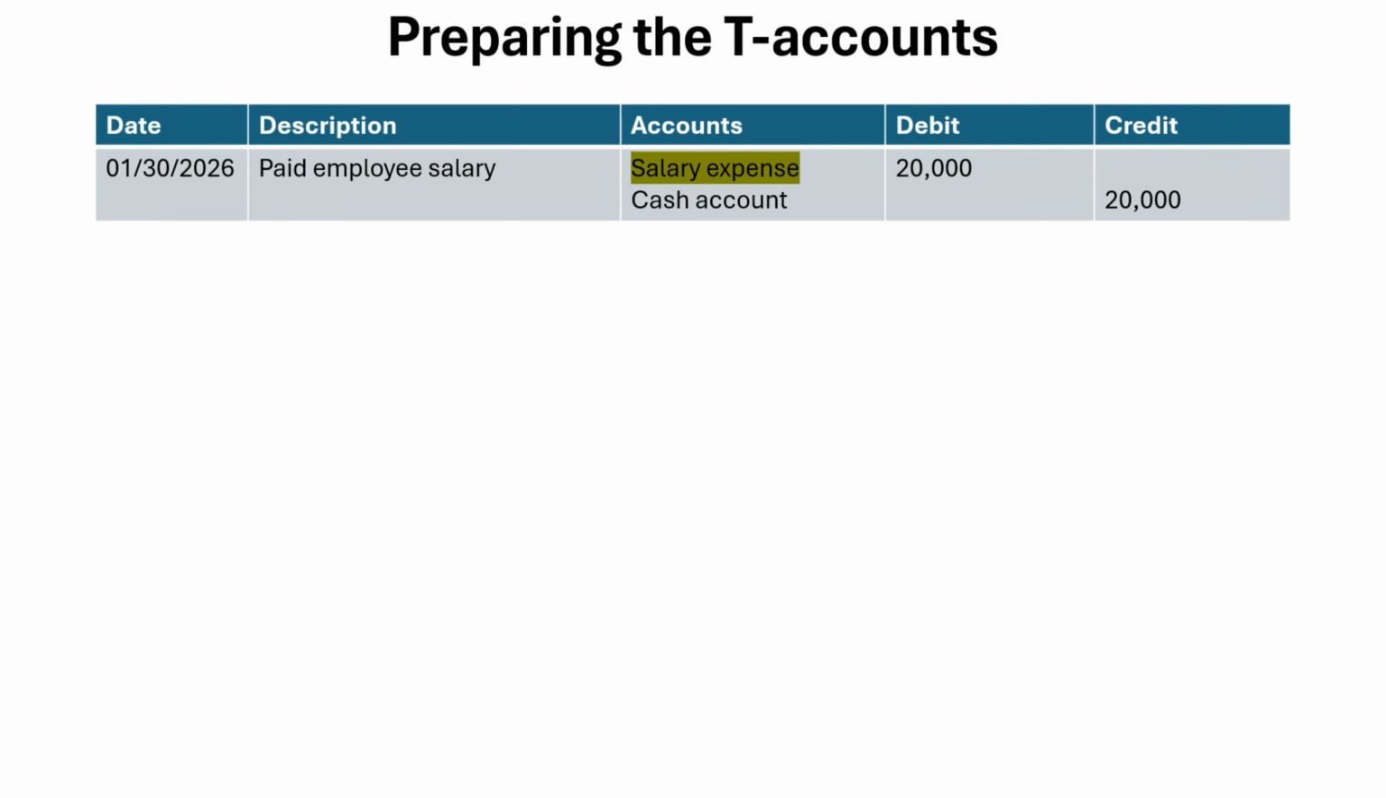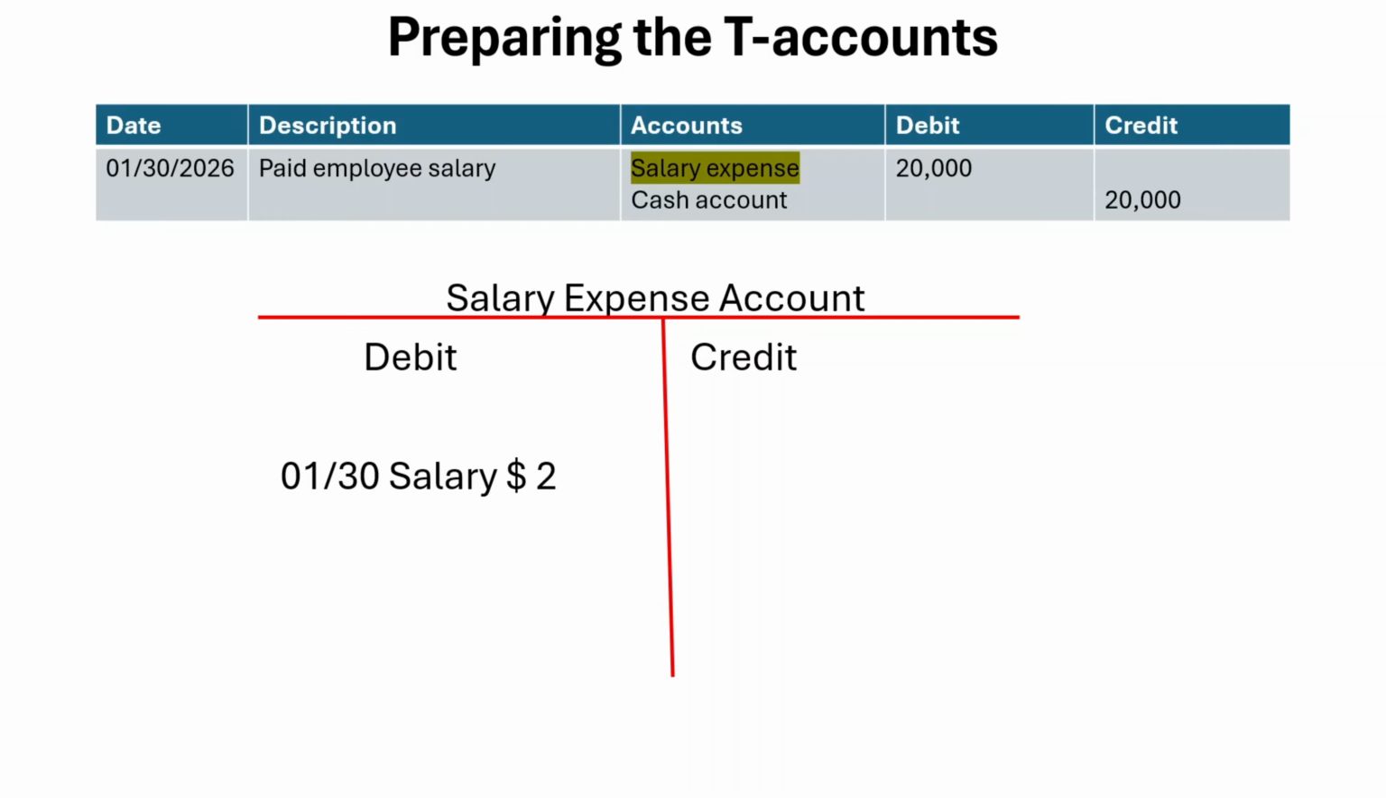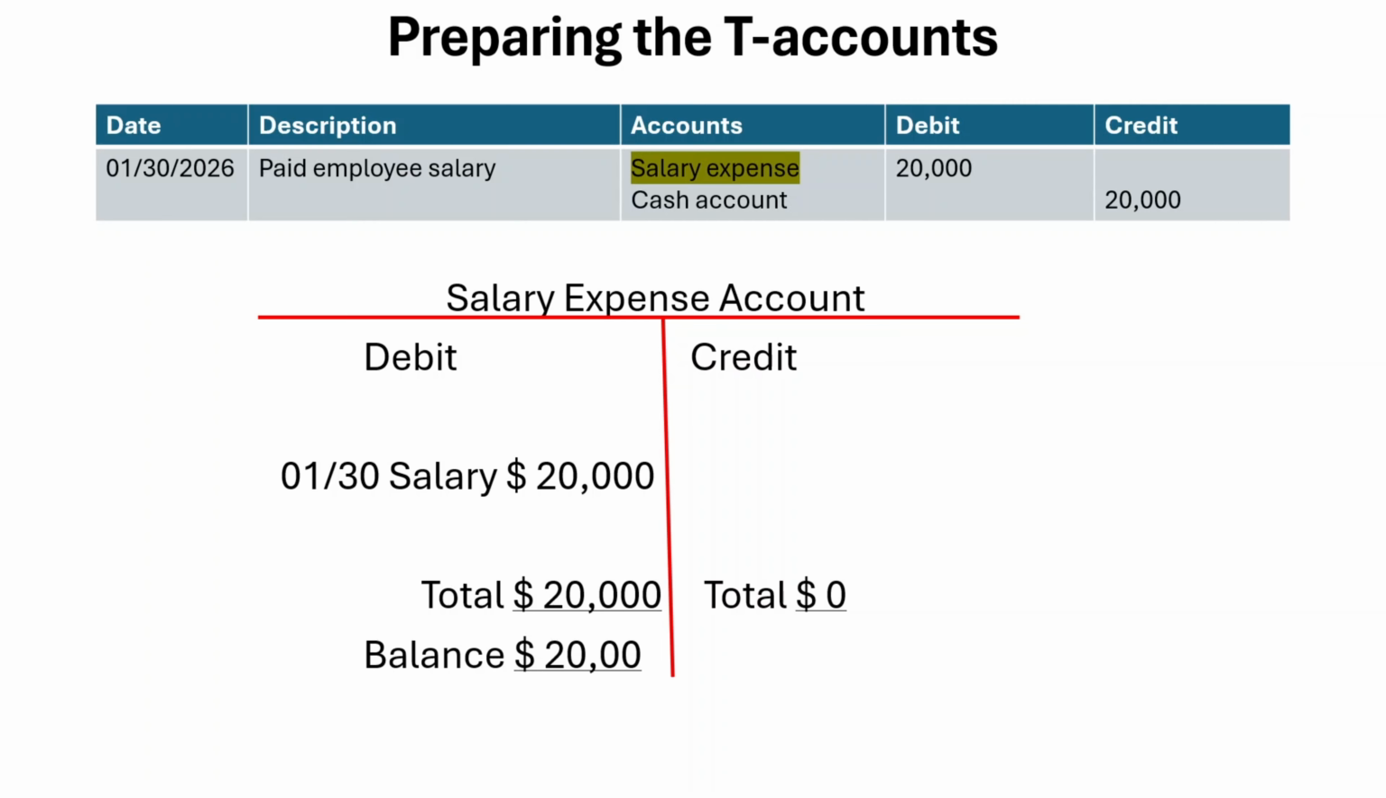Let's move along to the next, the salary expense that was done on the 30th, paying of employee salary. The salary expense account, the T account, we have the debit side, credit side. Then on the 30th, we have salary of $20,000 paid, total of $20,000 paid. Credit side, that was nothing, that's zero. The balance becomes 20,000, that is 20,000 on the debit side minus $0 on the credit side. It becomes a balance of $20,000.